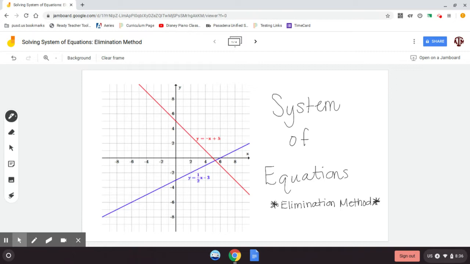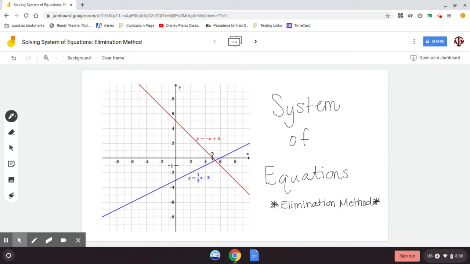So I can see that that line right there is 5. So they cross somewhere between 5 and 6. And then down here, this is a negative 1. So they cross where x is about 5 and y is in between 0 and negative 1. But that's not good enough. In math, we want exact numbers.